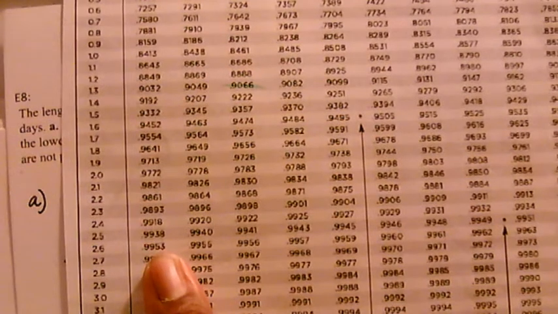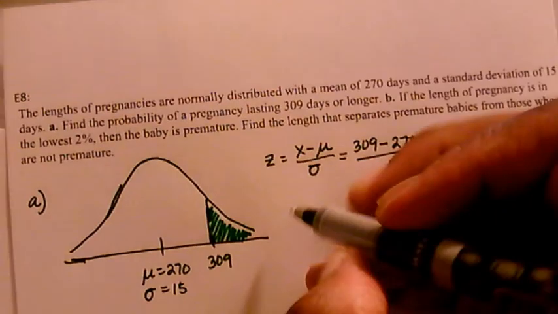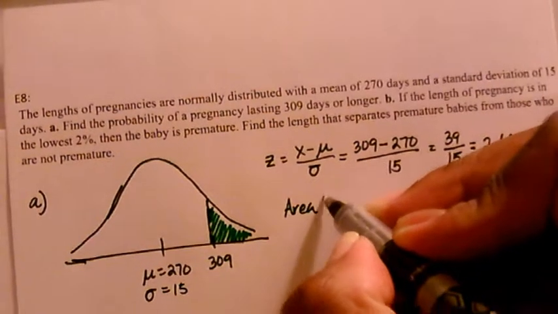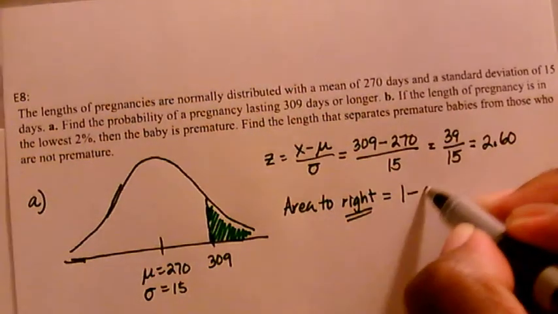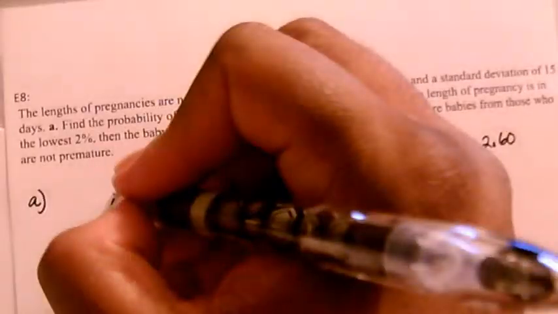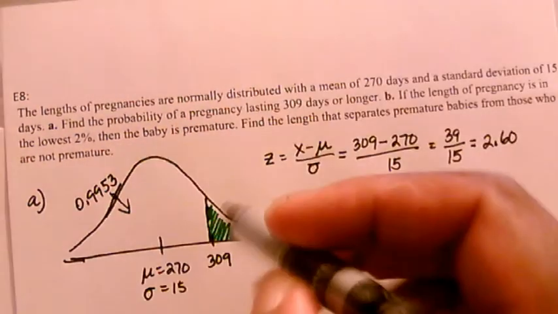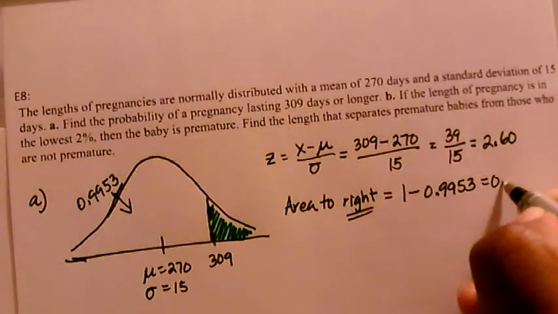And 0.00 is here, so that's going to be 0.9953. Okay. Now that's the area to the left. But the area to the right is going to be 1 minus 0.9953. Because see, this 0.9953 represents the area to the left. We don't want that. We want the area to the right that's shaded in green. So 1 minus 0.9953 will be 0.0047.